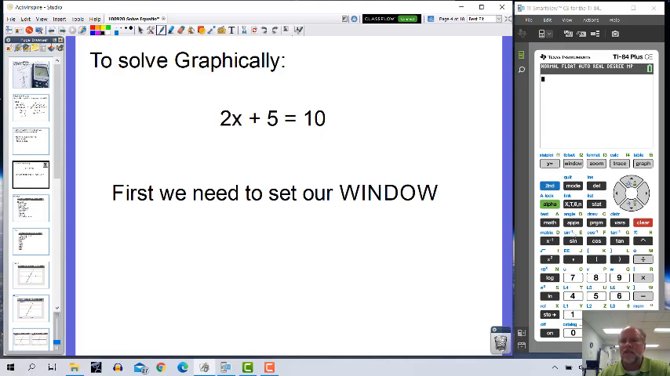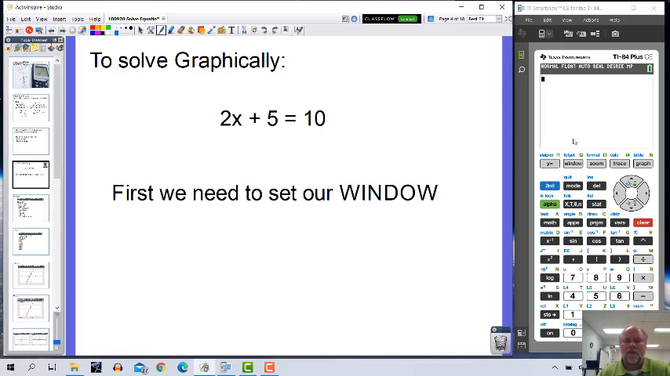Now my calculator is exactly the same as the one that you have on your desk or the one that you have on your Chromebook. So do exactly the same thing that I do. Okay, if you get bogged down and you get lost, well, back up the video and try again.